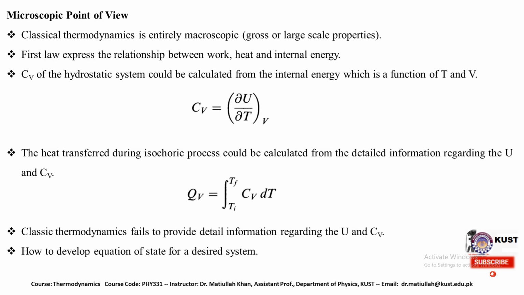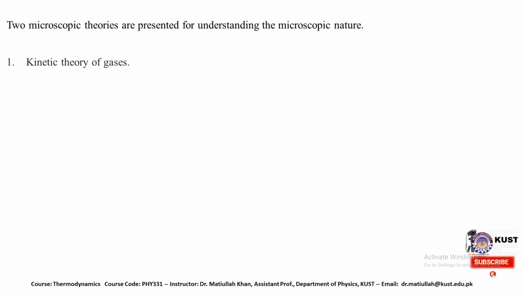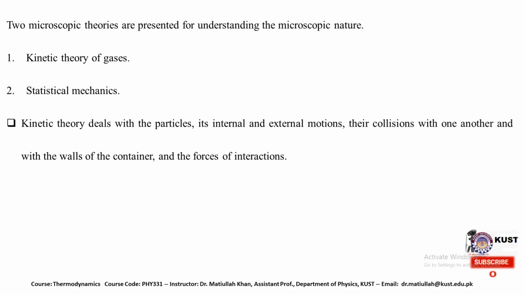So classical thermodynamics fails to provide detailed information regarding U and Cv. So we need to develop the equation of state, and a question arises: how can we develop the equation of state for any particular system? There are two microscopic theories which are presented to deal with this problem. The first one is the kinetic theory of gases and the second one is statistical mechanics.